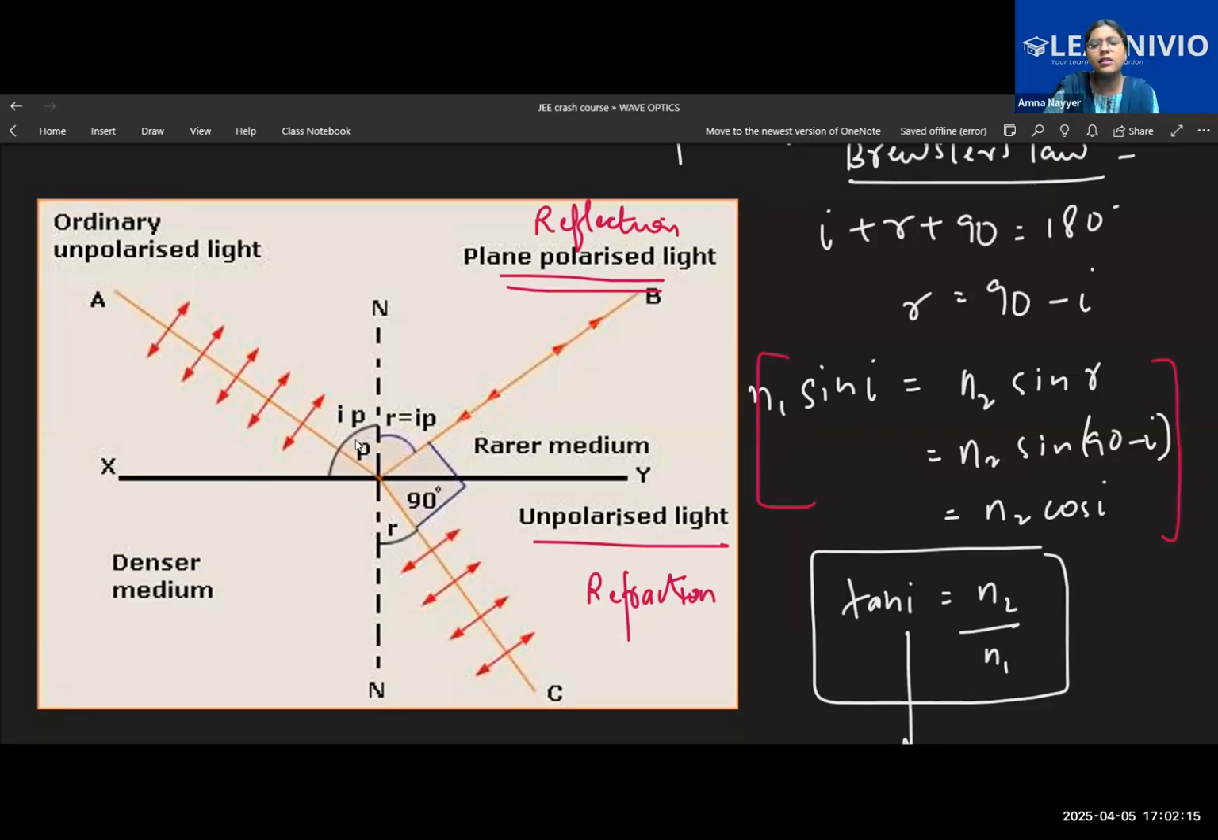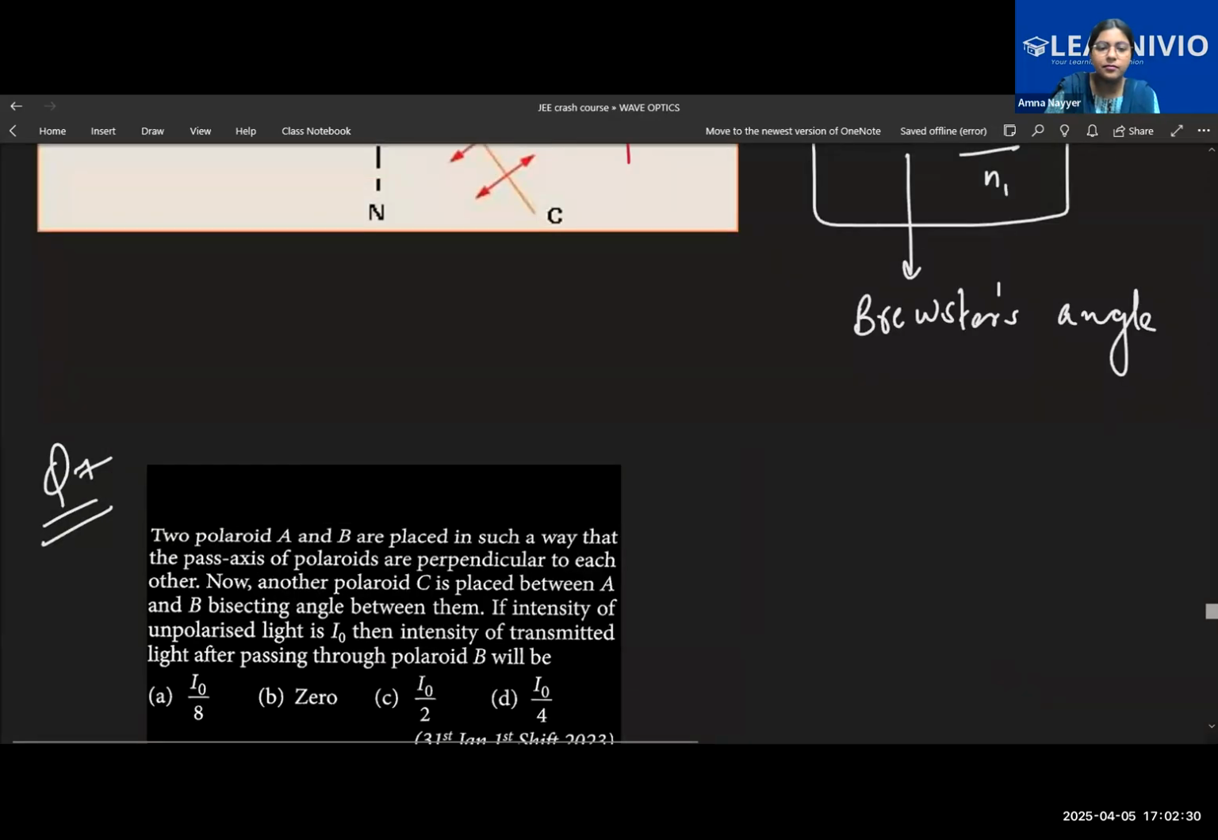This angle can be taken as 90 minus theta. What is this I? This is the Brewster's angle. This tan I is Brewster's angle, which is N2 by N1, and this is what is important. Is it clear? Yes.